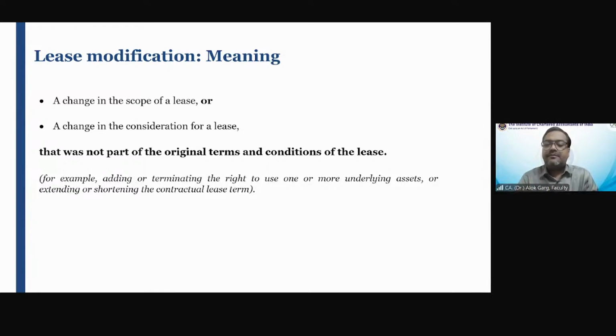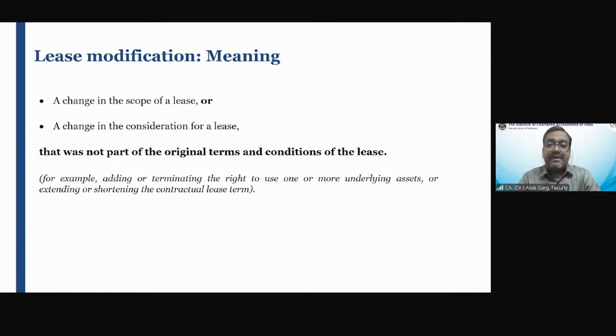Number two, you are increasing or decreasing the lease term, right? There could be two scenarios in which you can change the scope of the lease. Number two, a change in the consideration. For example, your rent is increasing or your rent is decreasing.